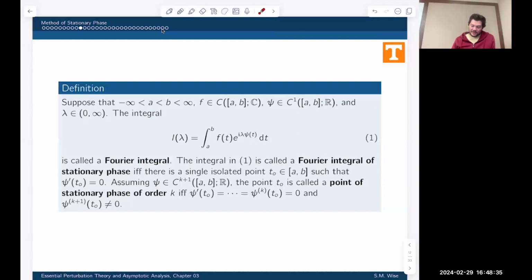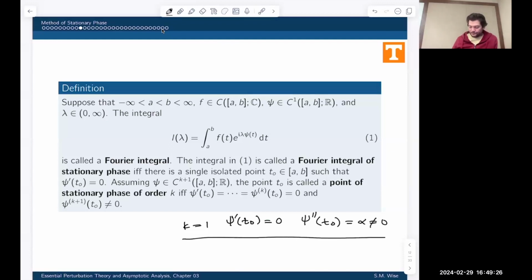Assuming that psi is additionally a C^(k+1) function, then the point t naught is called a point of stationary phase of order k, if and only if the derivatives at t naught are equal to 0 for all orders up to and including the kth order derivative. But when you go to the (k+1)th derivative, it's non-zero. Okay? So the one that we'll be mostly interested in is k equals 1. Whenever k equals 1, that means we're looking for a point where psi prime at t naught is equal to 0, but psi double prime of t naught is a constant alpha, which is non-zero. Okay? So that's the standard one. This is the standard and the most common, I think.